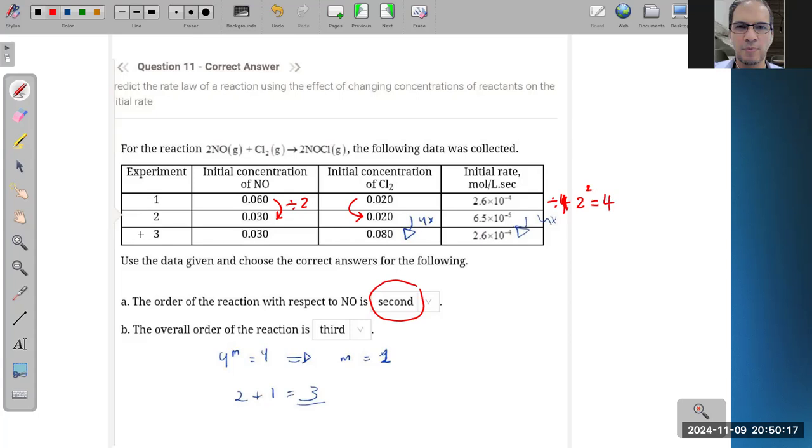Right, what about the other one? When you multiply Cl2 by 4, this one was also multiplied by 4. So what order is it, Abdullah? If this is multiplied by 4 and this is multiplied by 4, so regarding Cl2, it is first order. So it is first order for Cl2 and second order for NO. So what is the overall order? It is 3.